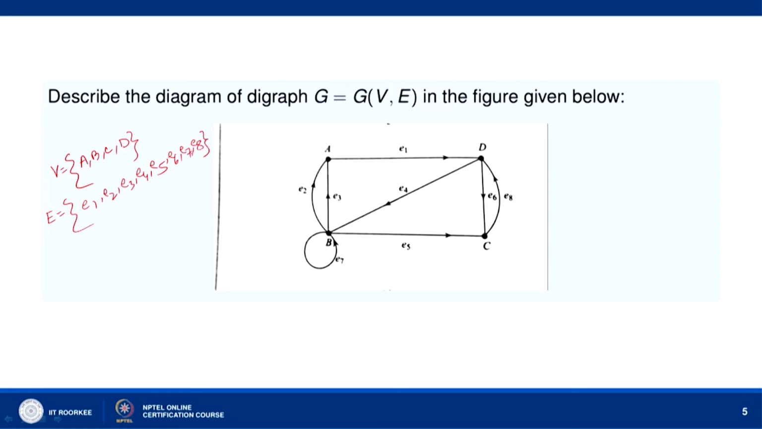Now, what is E1? E1 is AD, E2 is BA, E3 equal to BA, E4 is DB, E5 is BC.